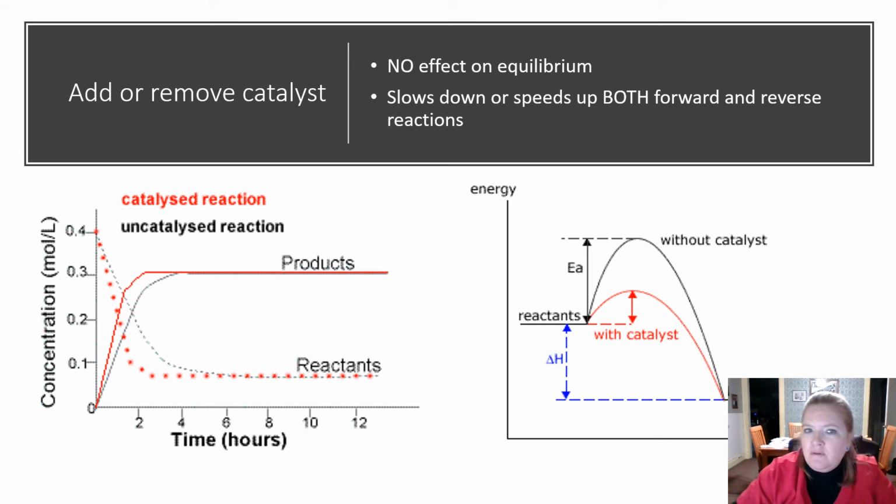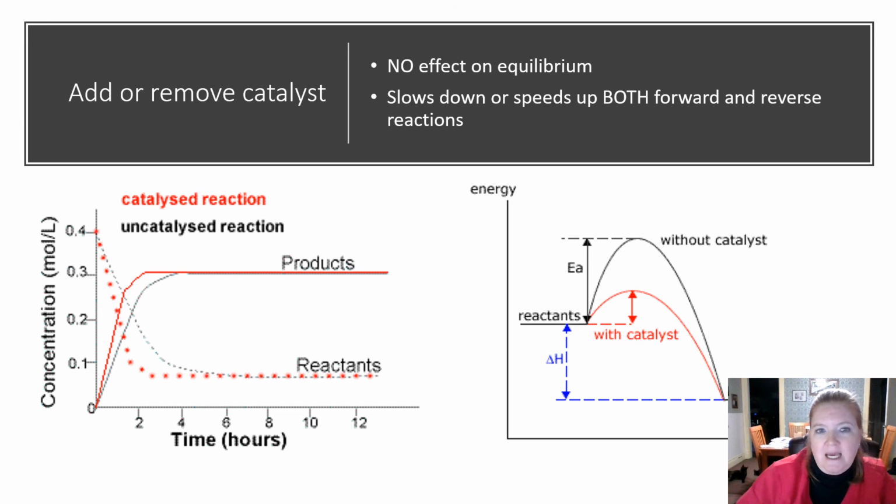We can also add or remove a catalyst. Now, in reality, a catalyst has no effect on equilibrium. All it does is speed up both the forward and the reverse reaction. So we actually get to equilibrium faster, but it doesn't actually change the equilibrium. You can see when you have the catalyst how much more quickly the concentration is changing. So we reach equilibrium sooner, but it doesn't change the concentrations where we have equilibrium.